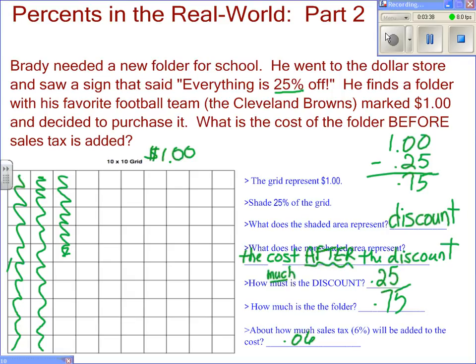Okay, so after the discount, I know I didn't ask you this, but the total cost of it will just be 75 cents plus our 6% sales tax, which is 6 cents, and that will be 81 cents for the total cost of your folder.